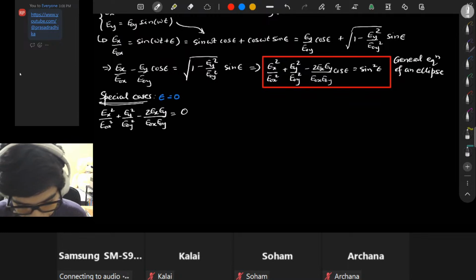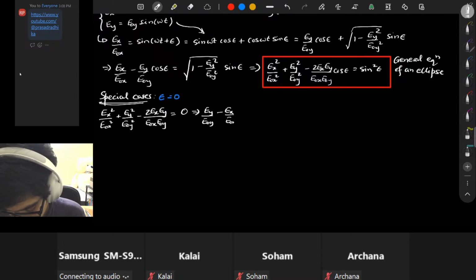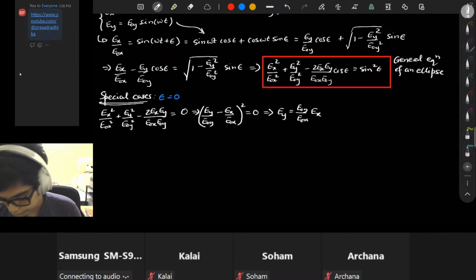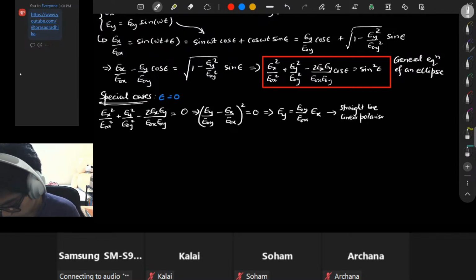This equals 0. Okay, so simplifying, this is what we get upon simplifying. Now this, if you recognize, is simply the equation of a straight line. This is nothing but the equation for a straight line. So straight line meaning you have linear polarization. And the slope of this line is simply E naught y over E naught x.